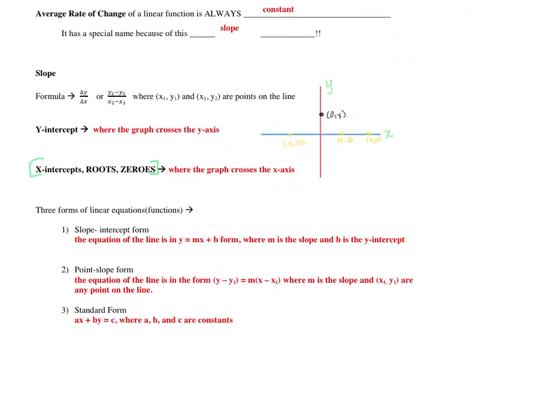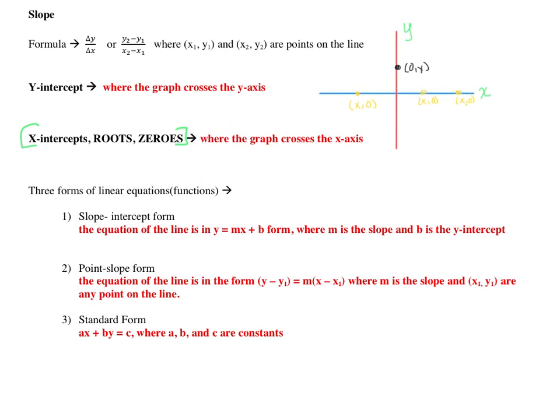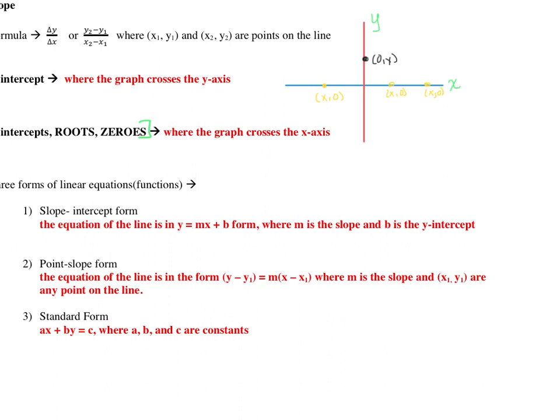And there are three forms of a linear equation or function. There's the slope-intercept form, which is the one we're going to be primarily working with because it tells us the most information. The equation of the line is in y equals mx plus b form, where m is the slope and b is your y-intercept. Point-slope form: the equation for the line is in the form y minus y1 equals m times x minus x1, where m is your slope and (x1, y1) is basically any point on the line.